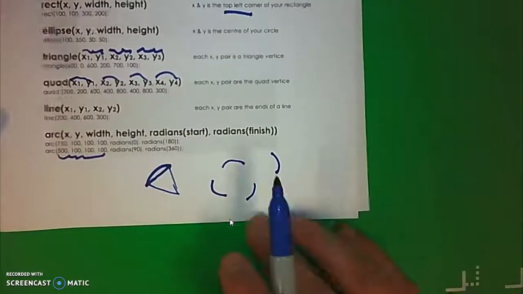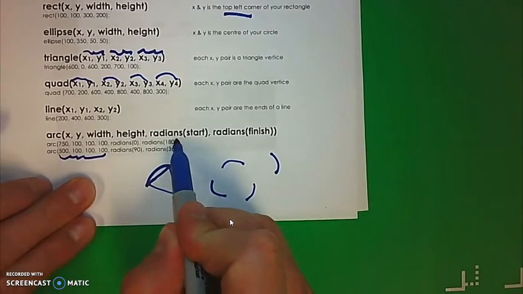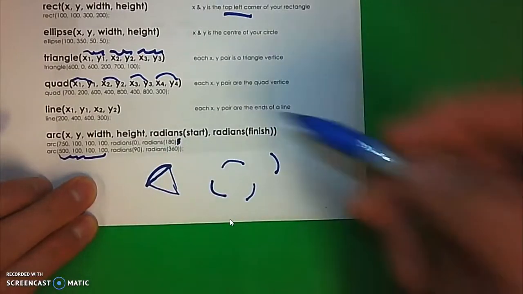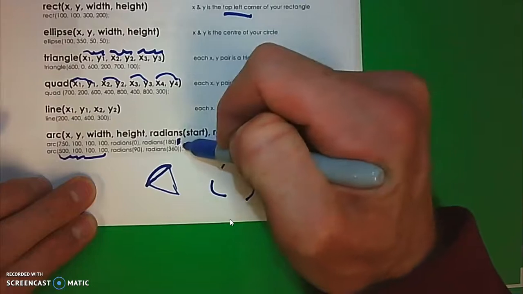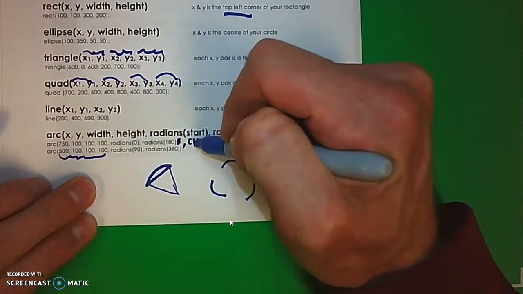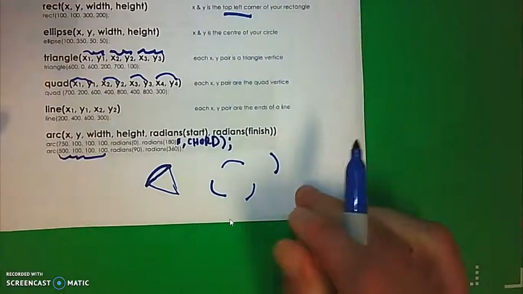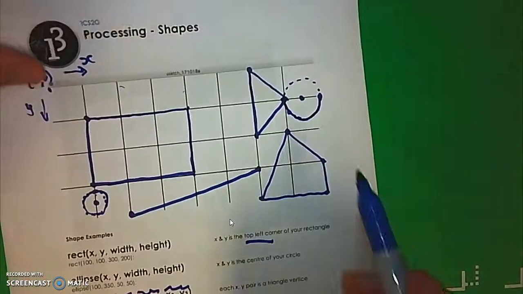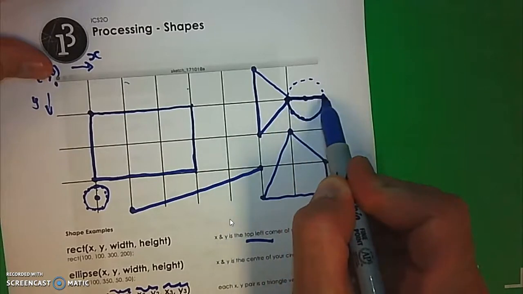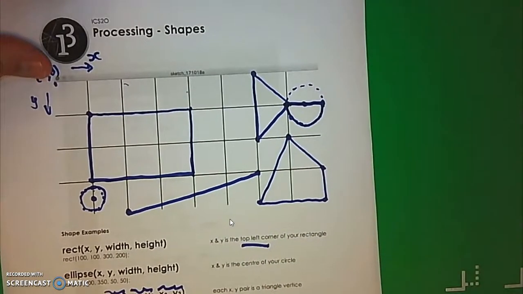If we added a parameter here, so I'm just going to scribble out this last bracket and the semicolon, add a comma and say CHORD in all caps, close the bracket and add back the semicolon, that actually makes it so that we connect those two endpoints together to create a closed shape.